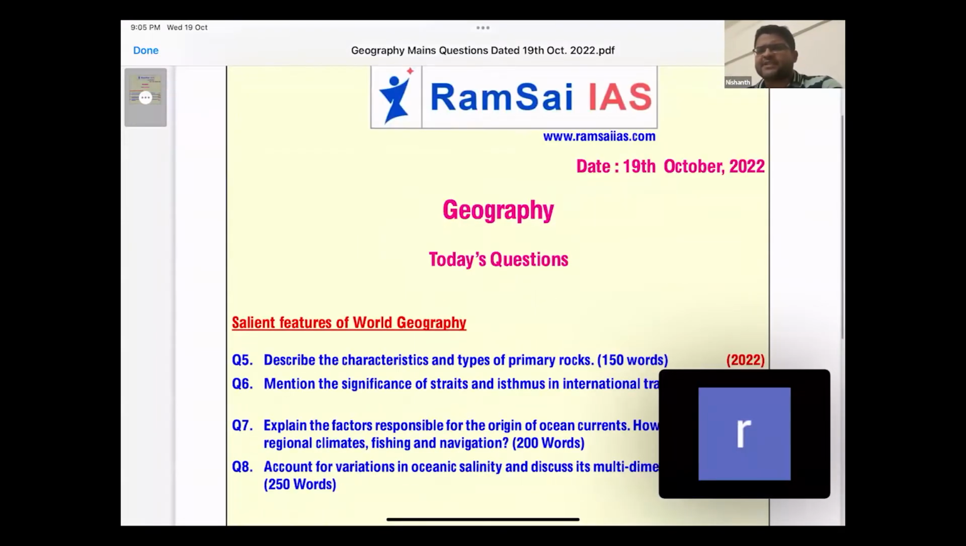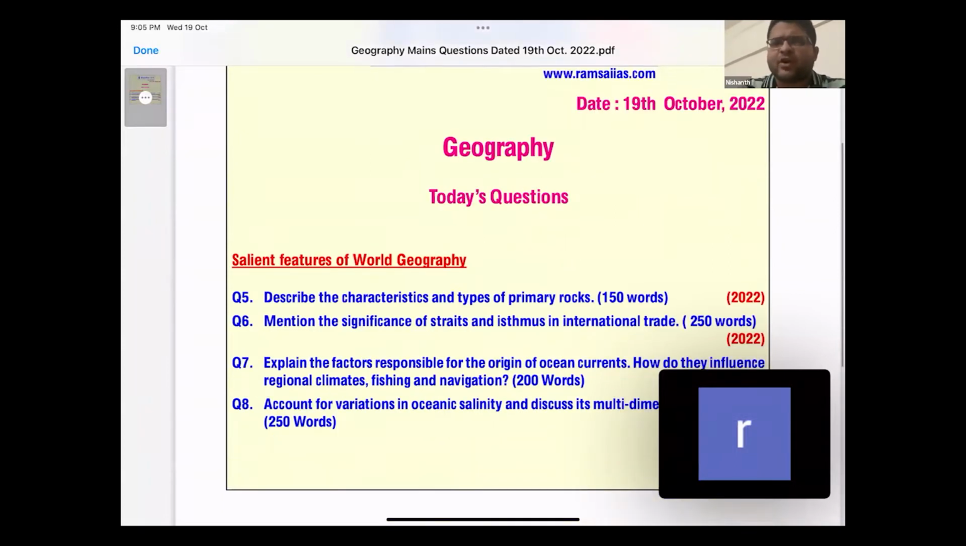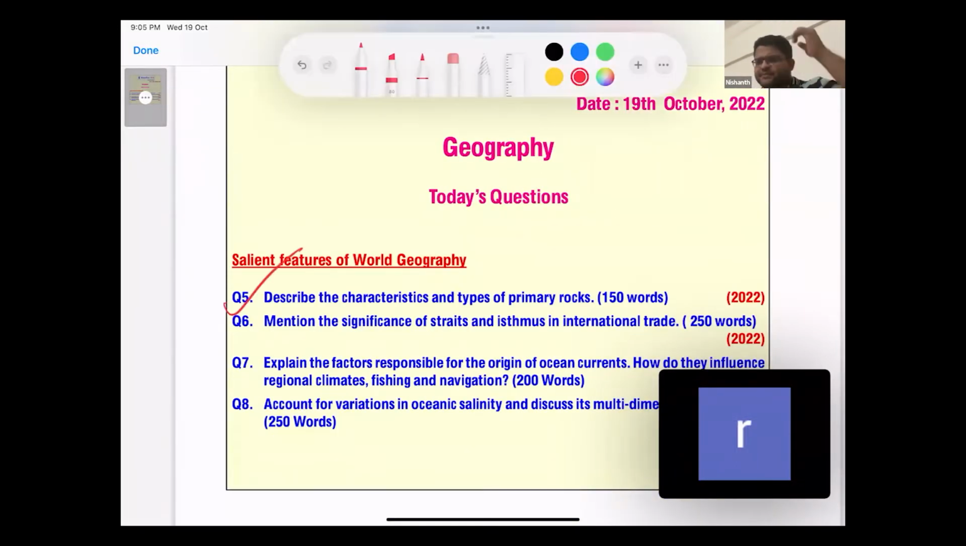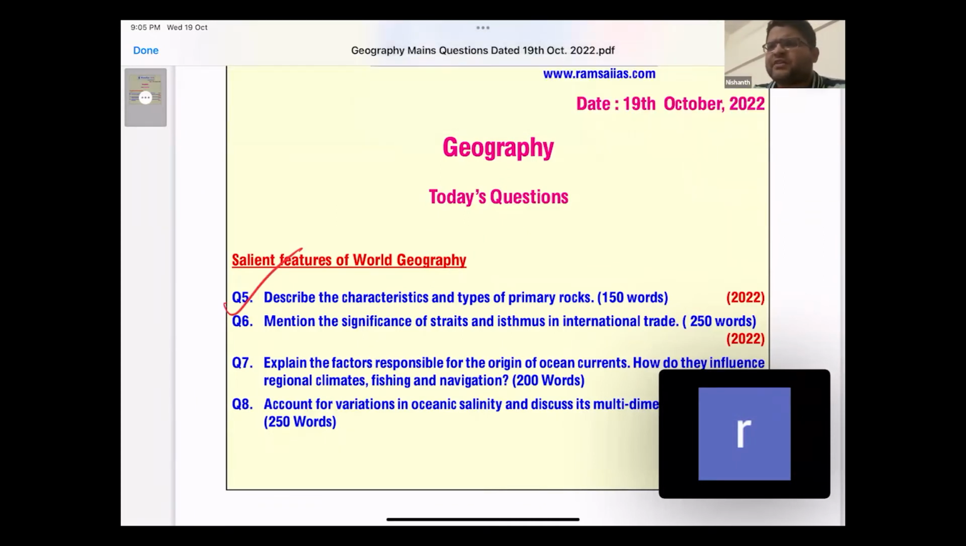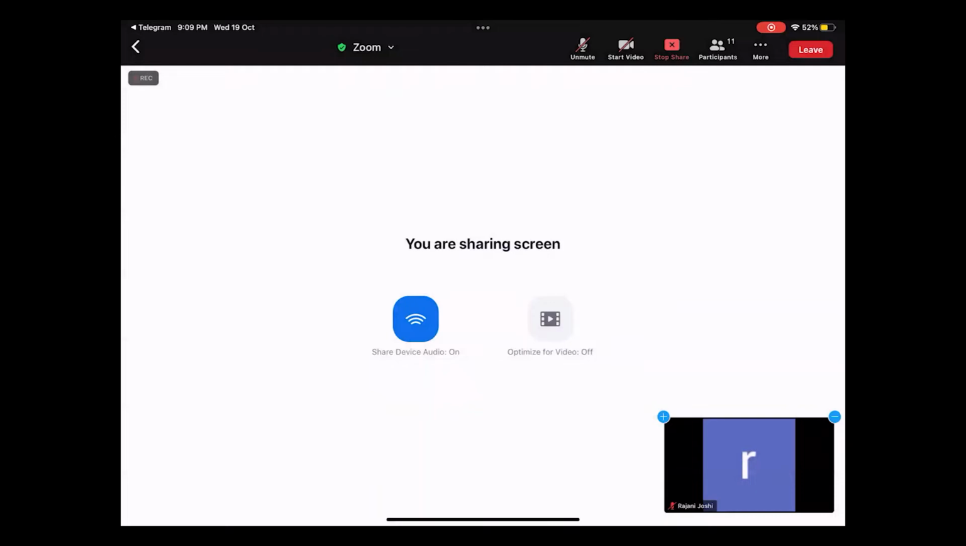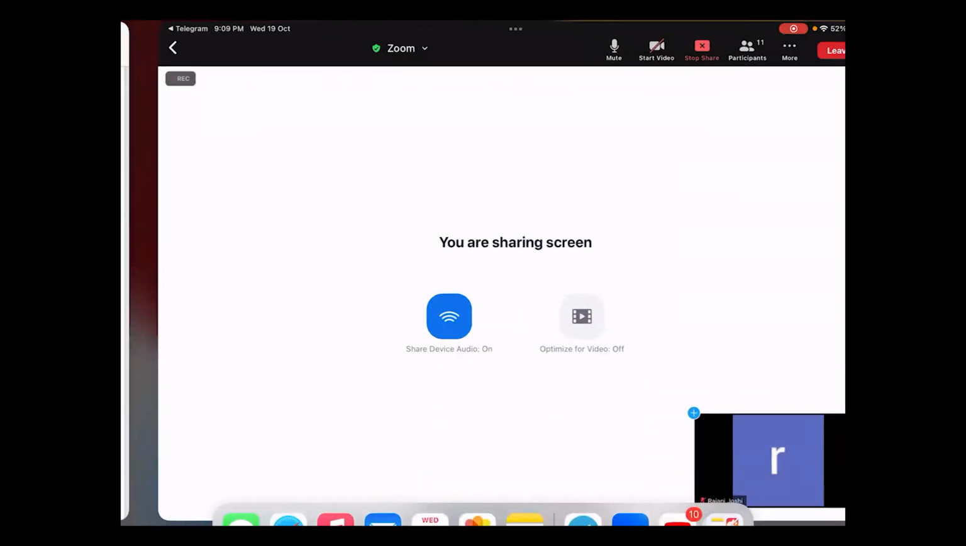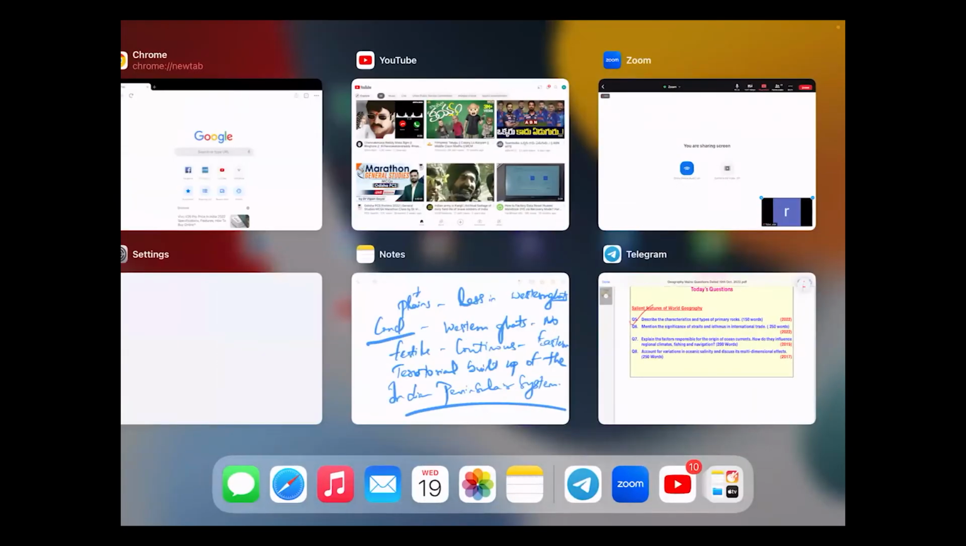Describe the characteristics and types of primary rocks. A very straightforward question. Everyone will have content for this. Just take 2 minutes and give the framework and the answer. Decent points, Rajni.